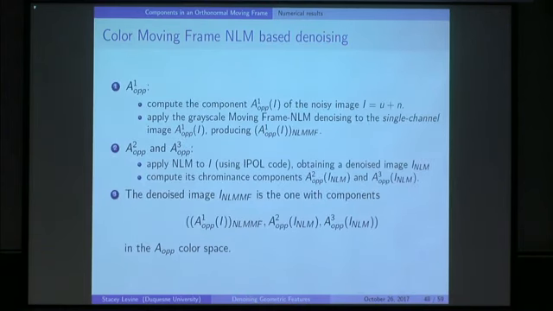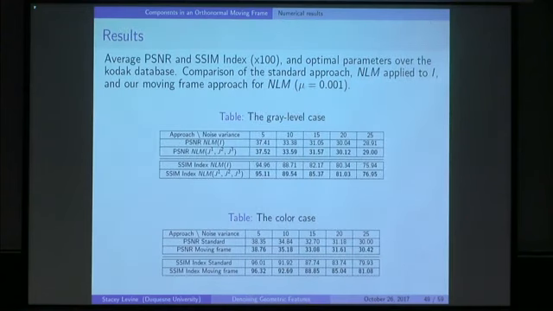So the upshot of all this is the luminance component we're going to process using the grayscale moving frame approach. The other two we could just apply non-local means. The geometry isn't doing much for us. And then reconstruct and project back into RGB. And here are the results. Again, this is averaged over the database. Again, we have a very slight increase, but it's consistent for PSNR and SSIM, both for the grayscale and the color case.